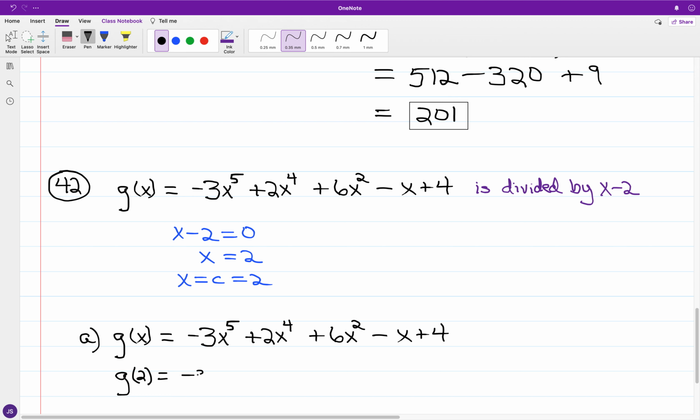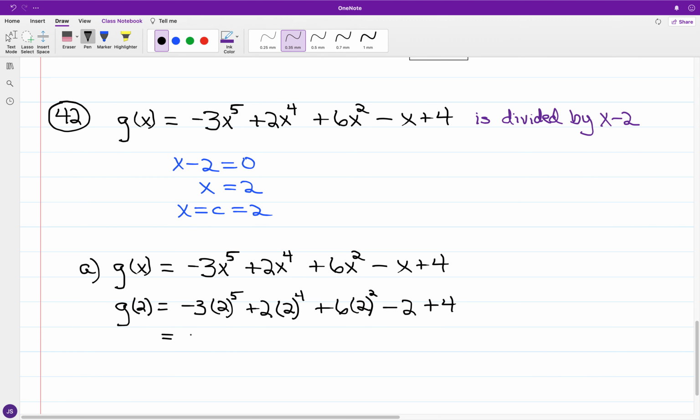So we have negative 3 times 2 to the 5th, plus 2 times 2 to the 4th, plus 6 times 2 squared, minus 2, plus 4. 2 to the 5th is going to be 32, and 2 to the 4th is 16, and we're going to have plus 6 times 4, and negative 2 plus 4, we can go ahead and cluster together as plus 2.